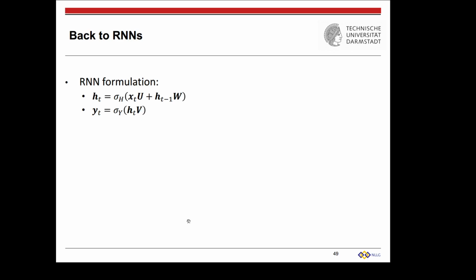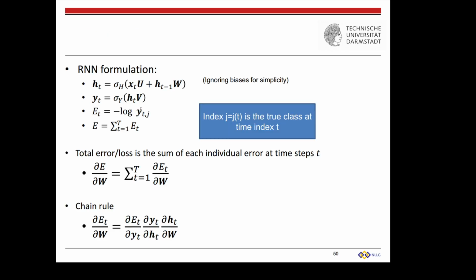Good. Let's go back from this general outline of derivatives to the recurrent neural network formulation. We know how this formulation looks. We have the hidden state at time step t given by the input vector multiplied by u, plus the previous hidden state multiplied by w, and then on top of that linear form we apply our nonlinearity. The output y is given as the hidden state times v and a nonlinearity on top of that. We omit biases for simplicity.